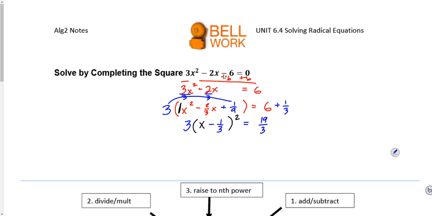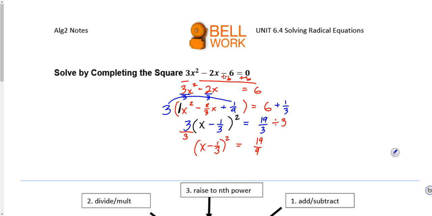So now we need to take it to the next level, and we actually have to solve it. So to solve it, usually we would square root, because we don't normally have a number in the front besides 1. But now it's a 3, so we have to divide by 3, and then we have to divide this by 3. So when you do 19 over 3 divided by 3, it ends up giving you 19 over 9. So over here we have x minus 1/3, and it's squared.